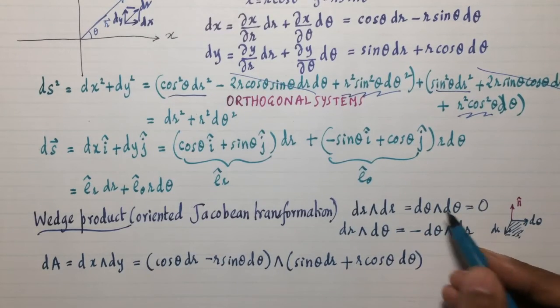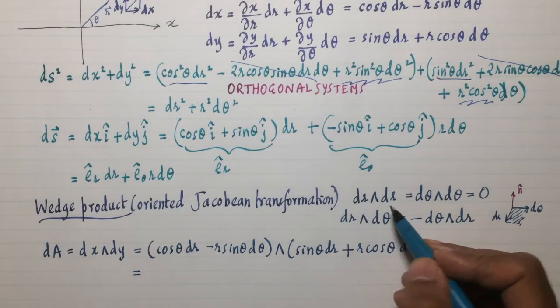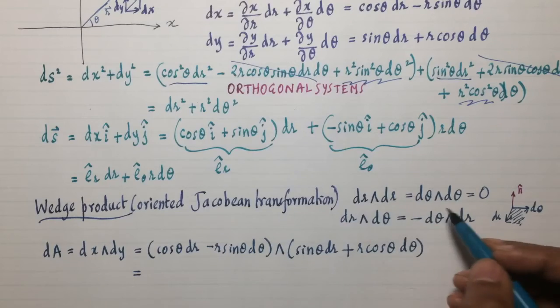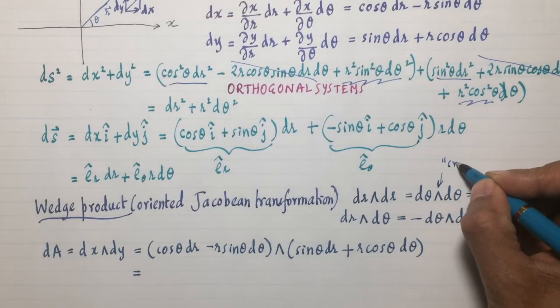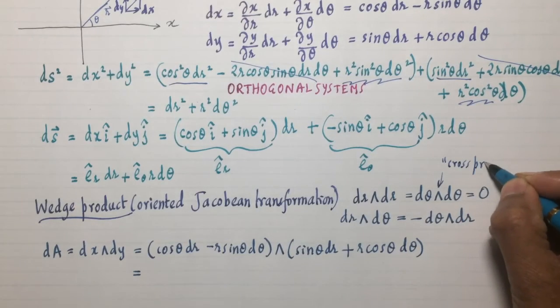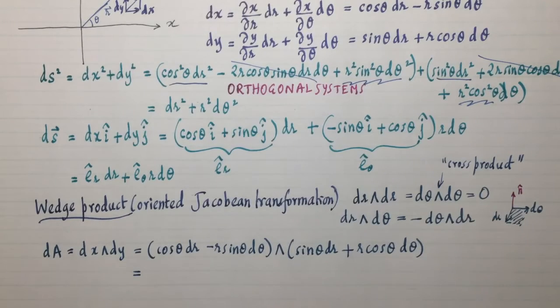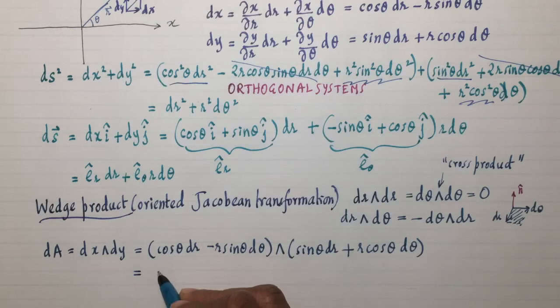Now I apply the rules of the wedge product. That's like saying dx cross dx or dy cross dy. They're both 0 because the angle between r and r is 0. So think of this as a cross product. If you don't like the wedge product, think of it as a cross product. The only thing is, in higher dimensions, you don't have the analog of a cross product, but in 2 and 3 you do. So this is going to be cosine theta sine theta.